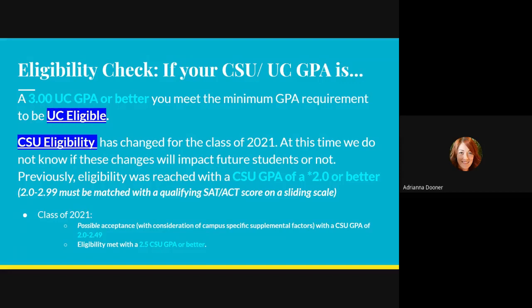Because it's campus specific, we don't have a lot of information about what those supplemental factors will be. And I don't know for sure if this is going to be the same, because if the SAT and ACT become more accessible again, the CSU may decide it's still going to be part of their eligibility, and they could continue with their previous eligibility outlines.